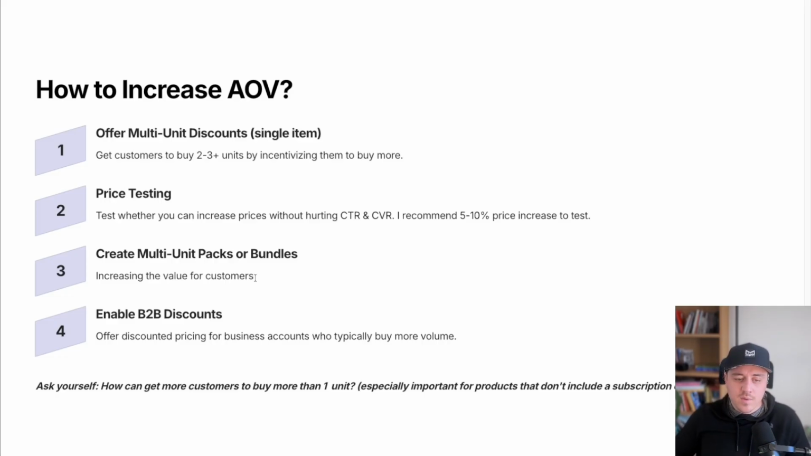So ask yourself, how can we get more customers to buy more than one unit, especially important for products that don't include a subscription component. If you're a one-time purchase type of product, it is really, really important to try to build up that AOV as best you can, because typically that person won't come back and buy a second time. But in most cases, most brands that I work with, at least, have a subscription mechanism built into their business model.